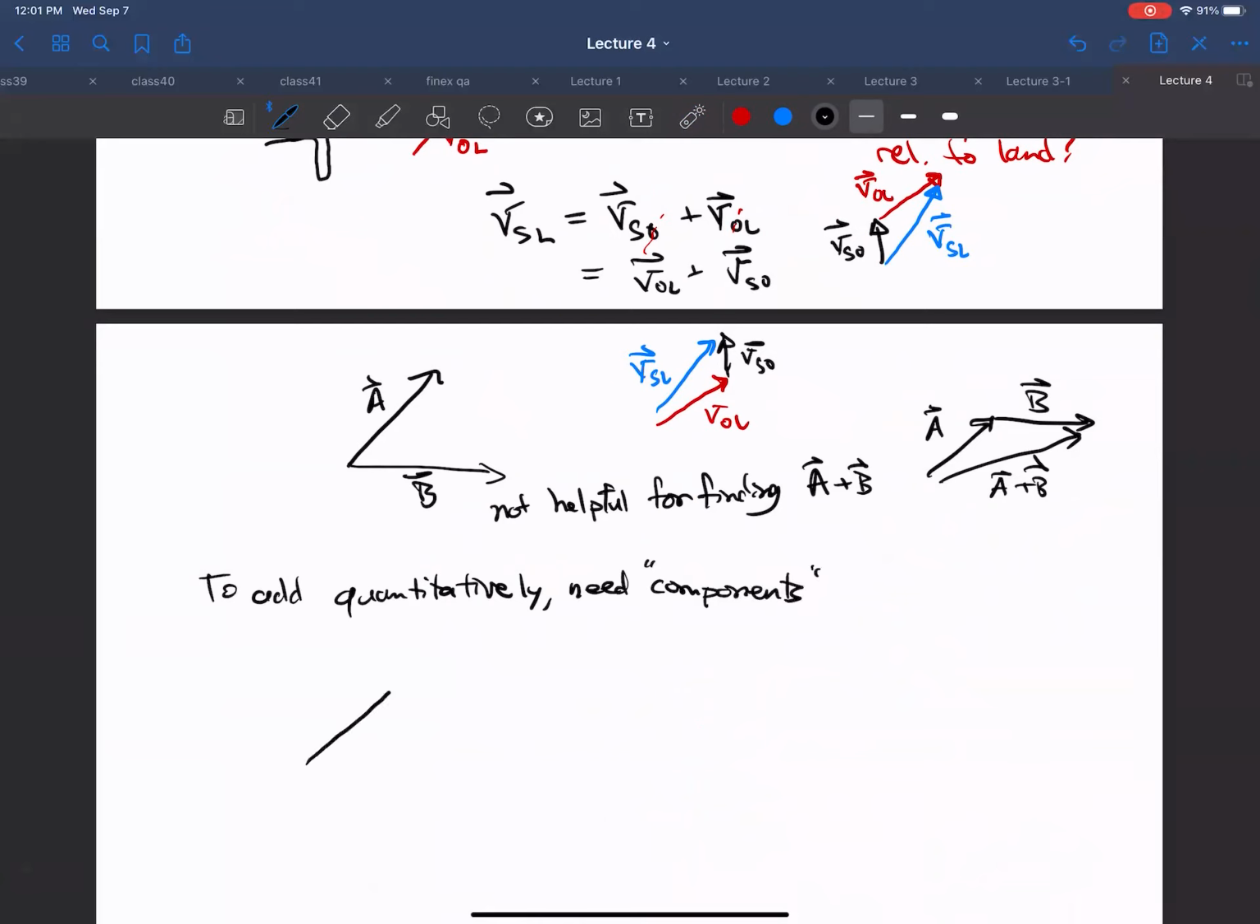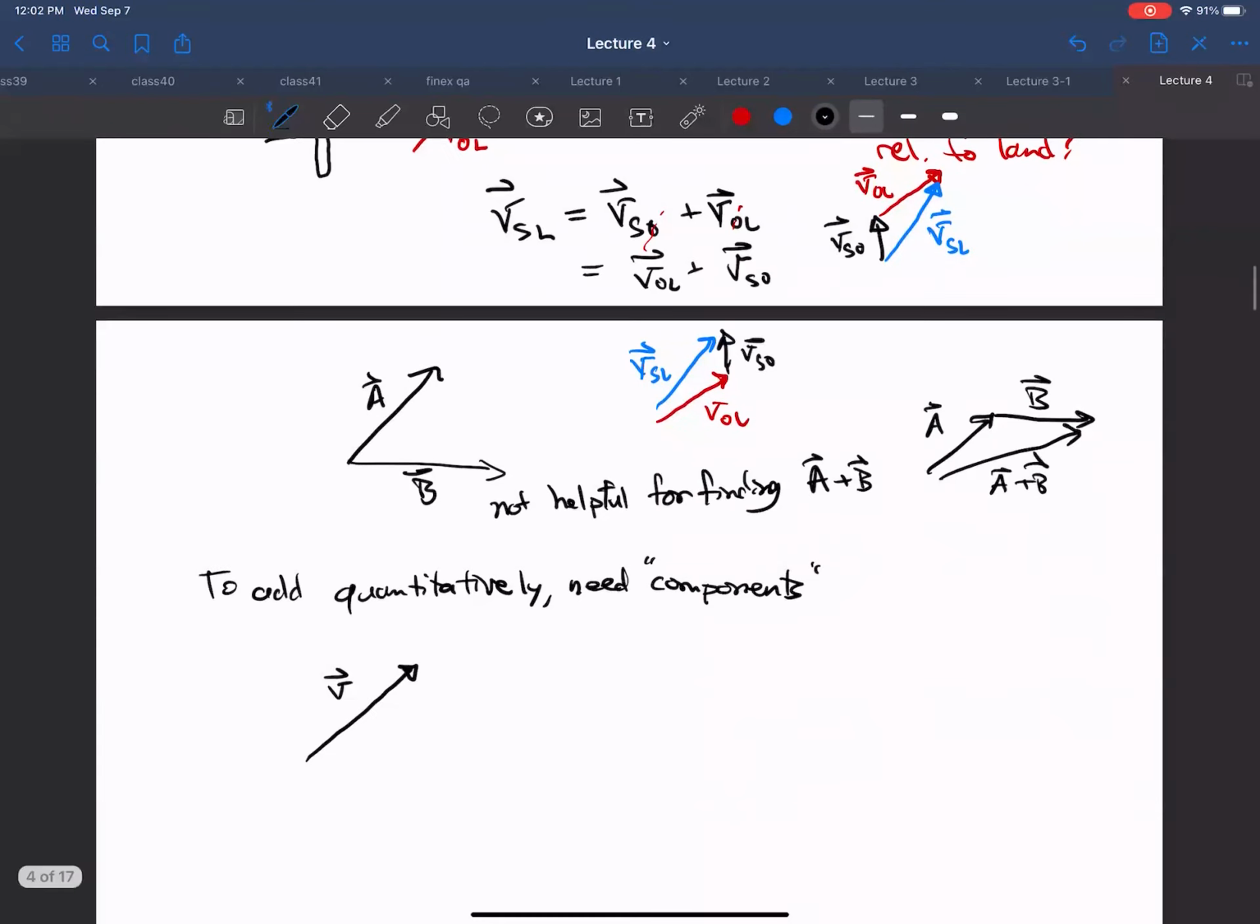So for example, let's say we're talking about a velocity vector. Here is a vector that represents the velocity of something that's pointing upward and to the right. So this might be my velocity relative to the ground, moving that way. I can resolve that into a part that points exactly in the x direction, which I could call vector v sub x, and a part that points exactly in the y direction, which I could call vector v sub y. Does that make sense so far?